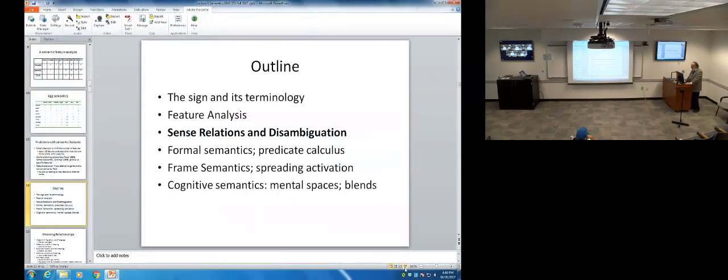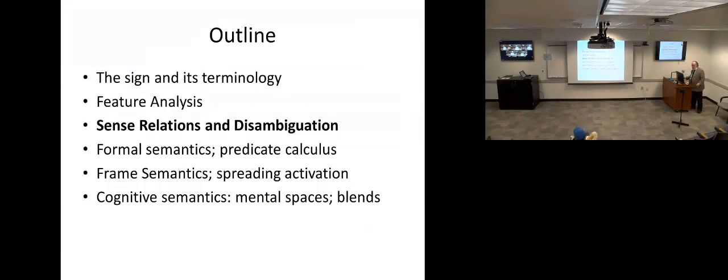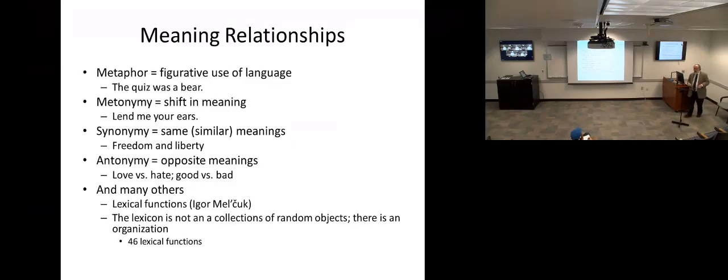Now we're going to go back to our lecture. We stopped after feature analysis. So today we're going to do sense relations and formal semantics. First of all, what do we mean when we say sense relations? What we mean is relationships among words in the lexicon. And when we say lexicon, what we mean is the dictionary. Actually, the lexicon is all the words of the language.